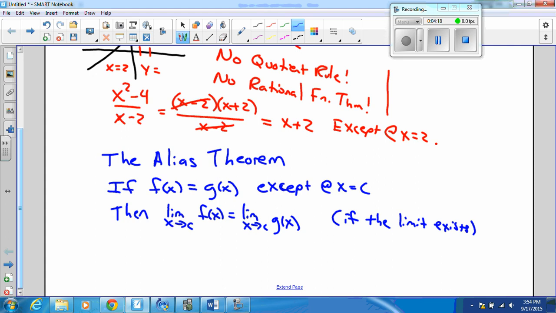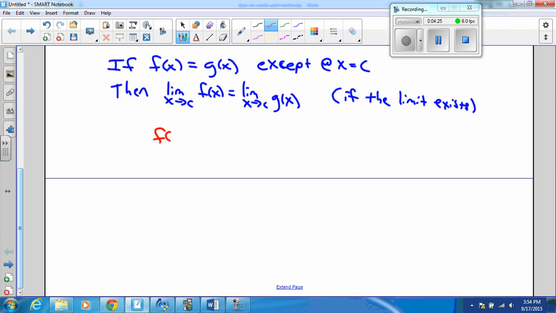Now, how does this apply to our previous situation? Well, if we consider the function f of x equals (x squared minus 4) over (x minus 2), and we consider the function g of x equals x plus 2, then we saw that if I factor f and cancel the factors of x minus 2, then I get x plus 2. These two functions are exactly equal to each other, except at one point.